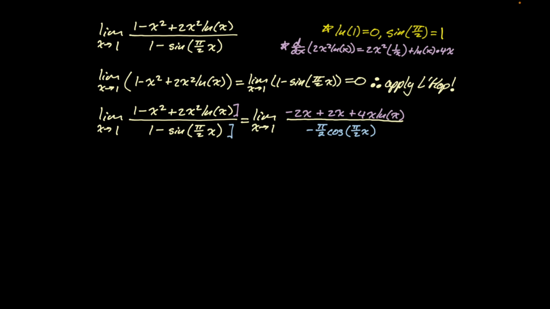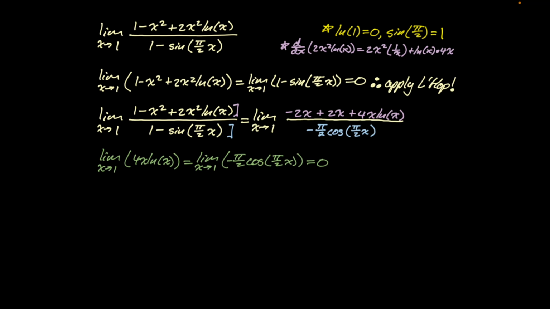We need to evaluate this at 1 because maybe we're done. I mean, obviously the negative 2x and the 2x are just going to cancel. So we have 4x natural log of x at 1. We have that natural log of 1 again, so that's 0. And then the cosine of pi over 2 is 0. So again, we're getting 0 over 0.